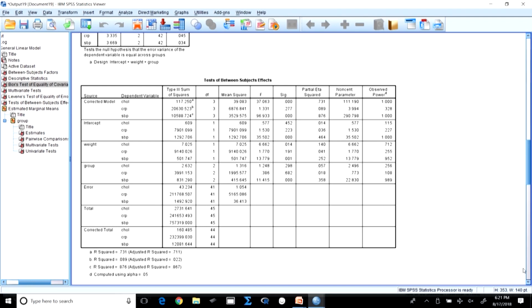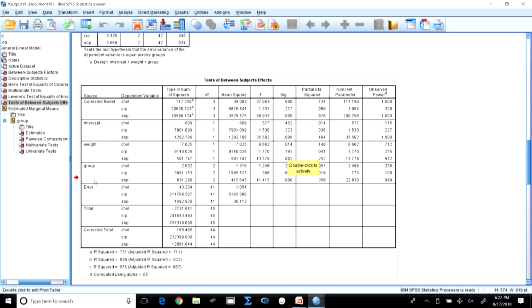Now, let us look at it. We again see weight. Is it significant? Yes. Cholesterol, by controlling the covariate weight, is it significant? Yes. Is CRP significant? No, CRP is not coming significant. Is the blood pressure coming significant? Yes. So, when I am controlling for the weight, my cholesterol is coming significant, my blood pressure is coming significant, but my CRP is not necessarily coming significant.